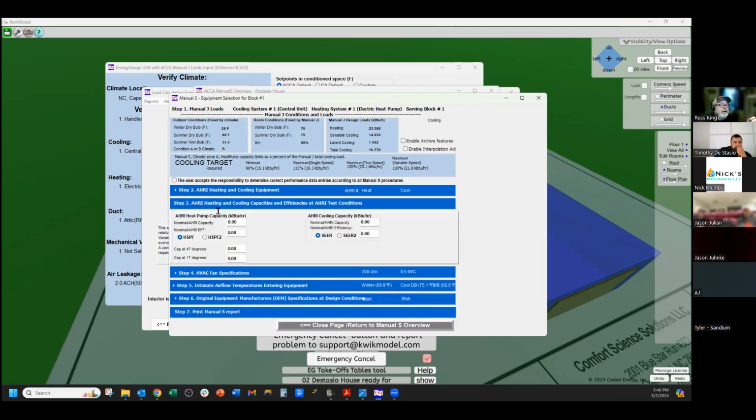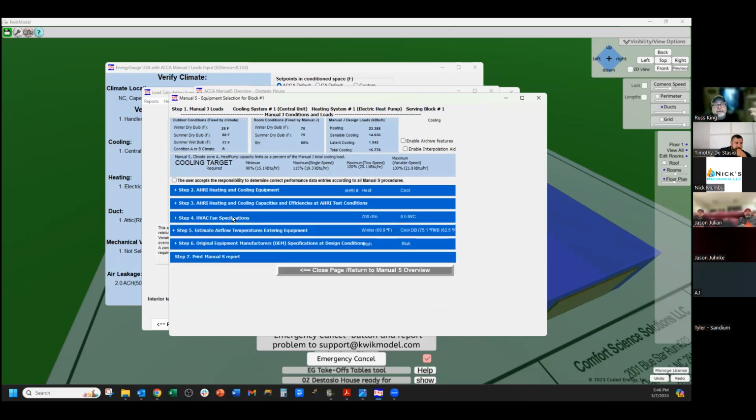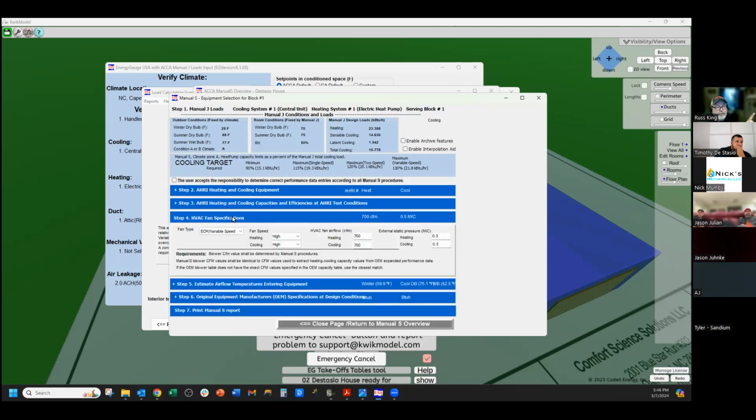And then there's your AHRI capacities and efficiencies. So that's just more, I call that encyclopedic information. It really has no bearing on the design. It's just in case somebody wants to know. But here, step 4, this is important stuff. This is the fan information because we still have to design the ducts. So it wants to know what kind of fan. This just shows up on a report, but it's good to say what kind.